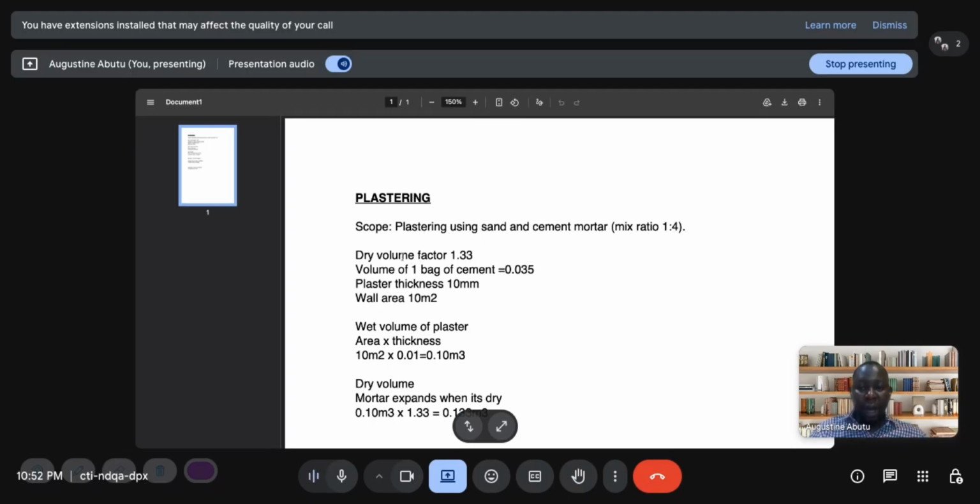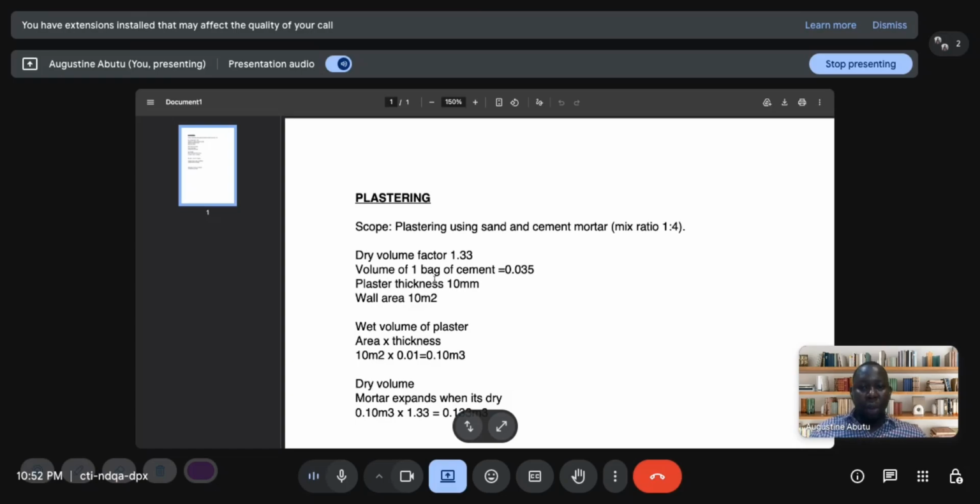So there are three factors that need to be considered before you think about adding your dry volume factor, which is shrinkage after mixing, minor wastages, and then voids in sand. So these three factors, you need to consider them before you add your dry volume factor.